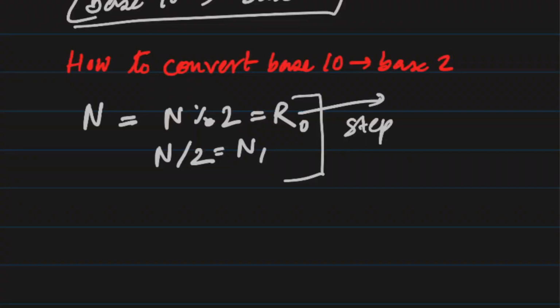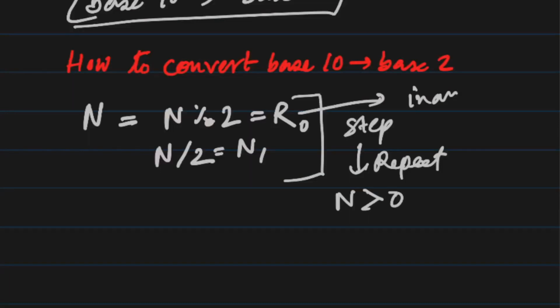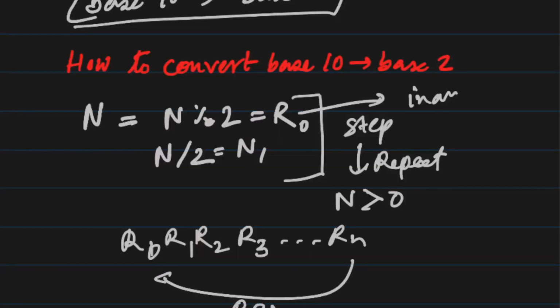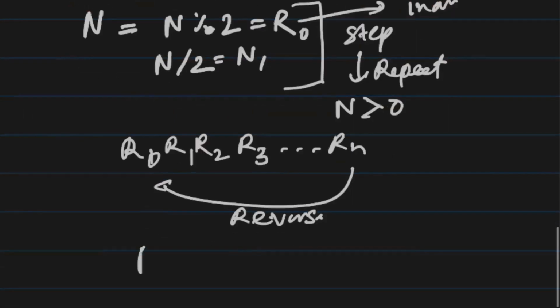You have to put it in an array. So you have to repeat this step until n is greater than 0, right? After completing every step, you have r0, r1, r2, r3, like rn, right? For that, what you have to do is reverse this. So your binary number is something like rn minus 1, dot dot dot, to r1, r0.